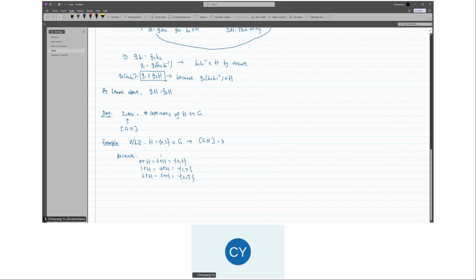Because they overlap. There are so-called 6 cosets, but they overlap, so they are equivalent. So the number of distinct left cosets is just 3, so the index is 3. Okay. Do we have questions so far? No questions. Nice.